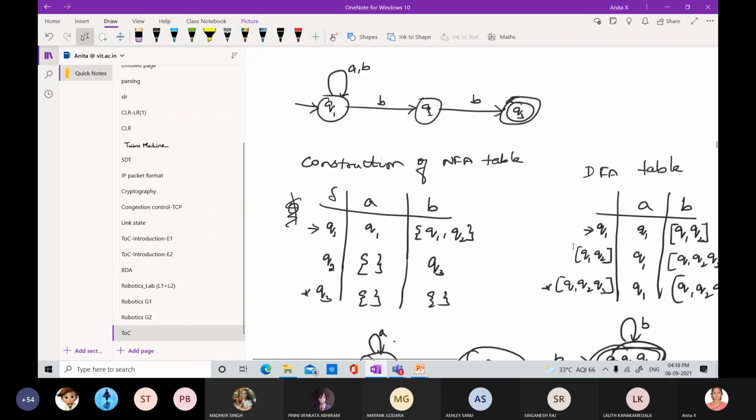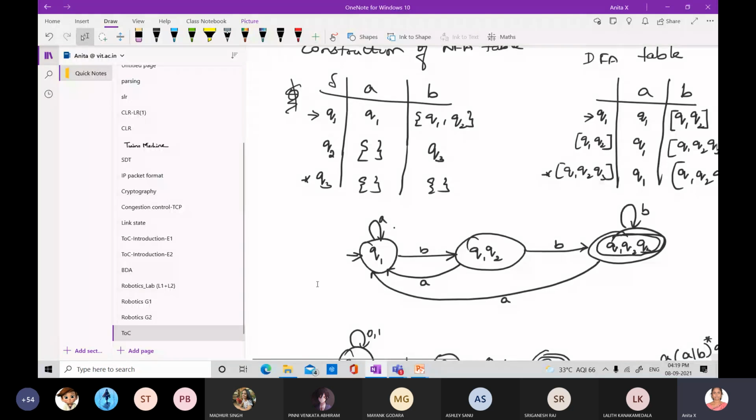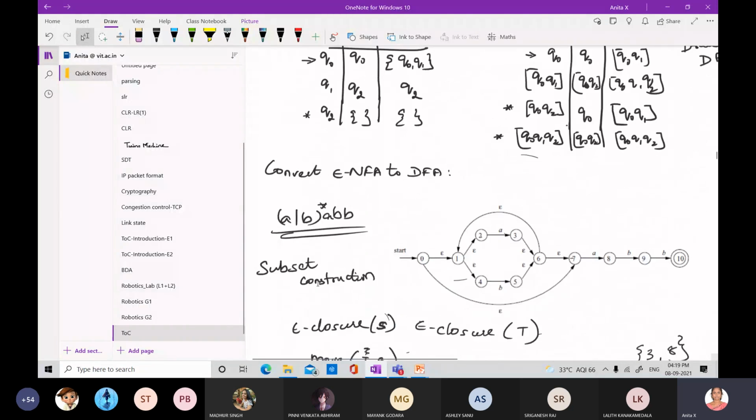And then how to designate the start state and the final state? Yes, Q1 is the start state, so this is going to be the start state. And which is the final state in the NFA? Q3 is the final state in the NFA. Of these three states, the ones containing Q3 will be acting as the final states. Using this, we can construct the equivalent DFA, right?